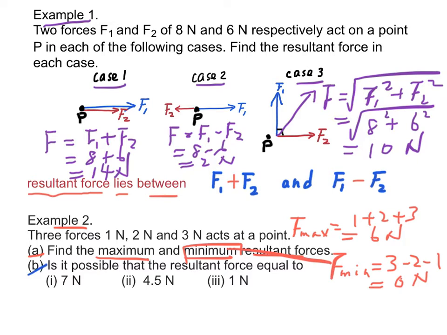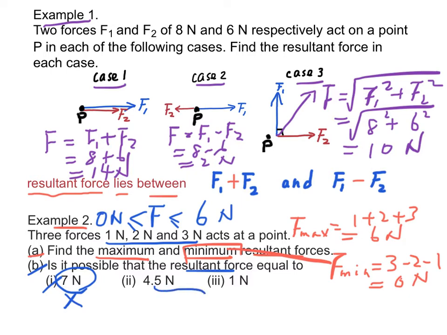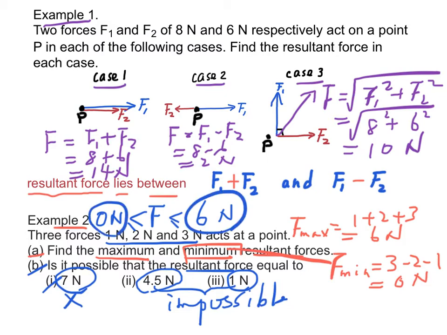Part B. Since the resultant force lies between 6 Newtons and 0 Newtons, for part 1, the resultant force 7 Newton is impossible. However, for part 2 and part 3, the resultant forces of 4.5 Newton and 1 Newton are possible, since these two forces lie between 0 and 6.